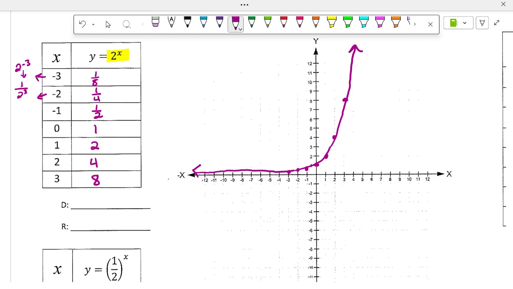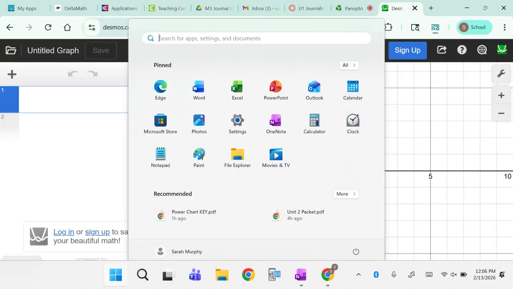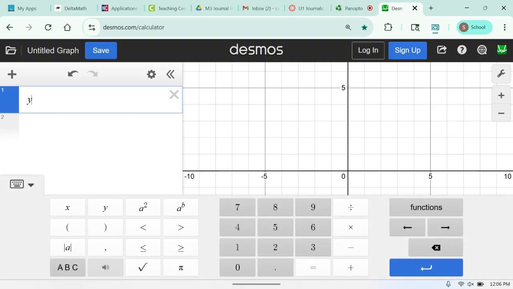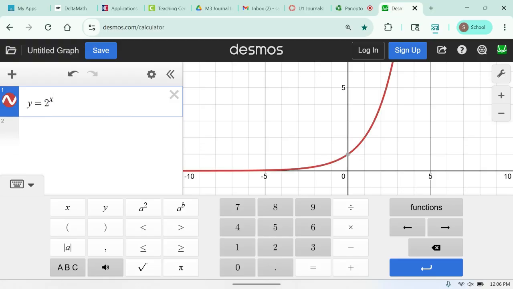Now, notice how I'm not crossing the x-axis. All right, that's because it's going to have that horizontal asymptote. But just to be sure, we're going to graph this in Desmos, because Desmos will actually let you see where the asymptote is. All right, so I'm going to graph in Desmos y equals 2 raised to the x power.